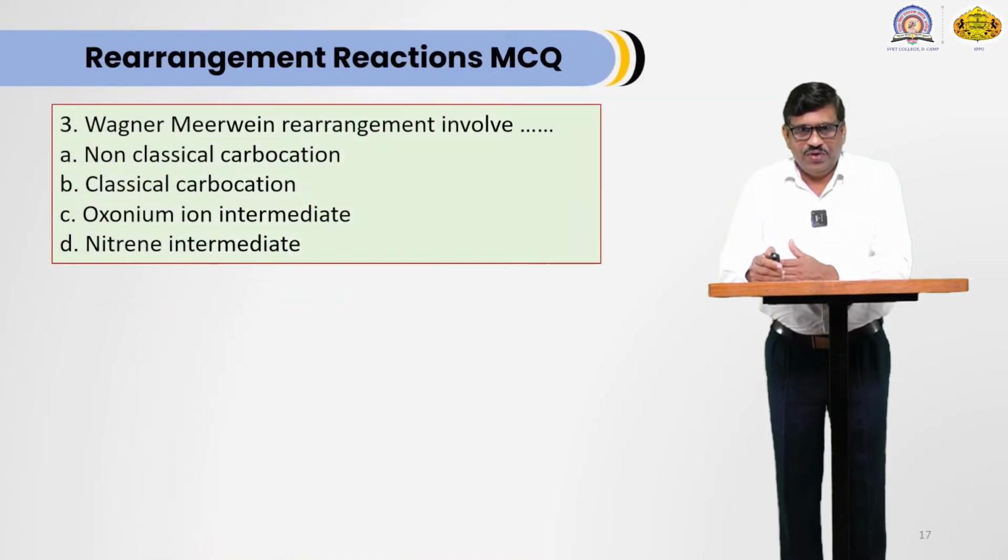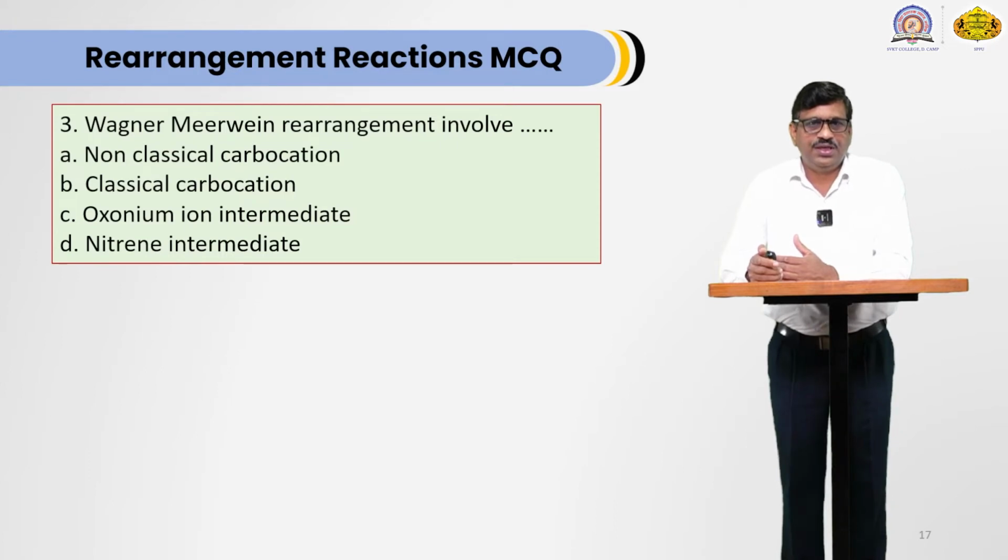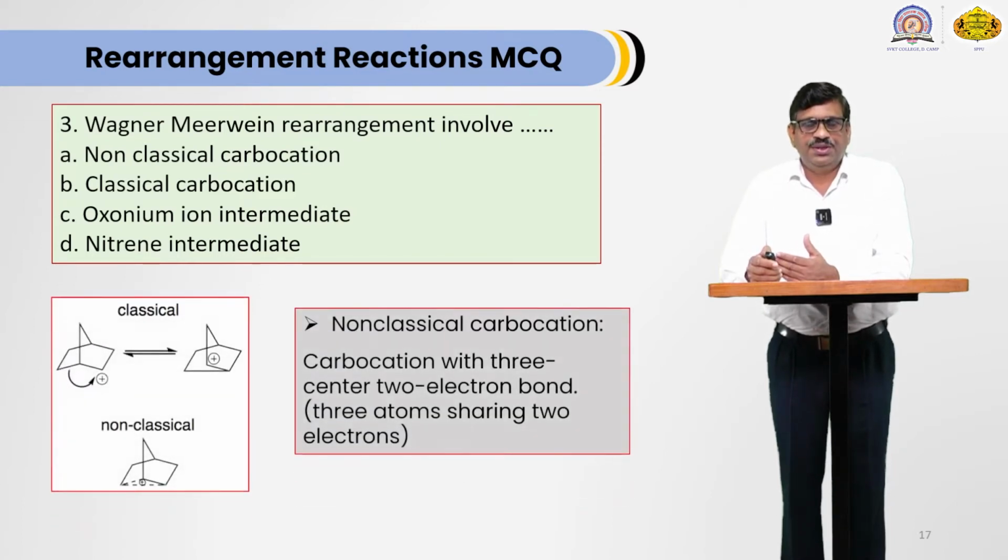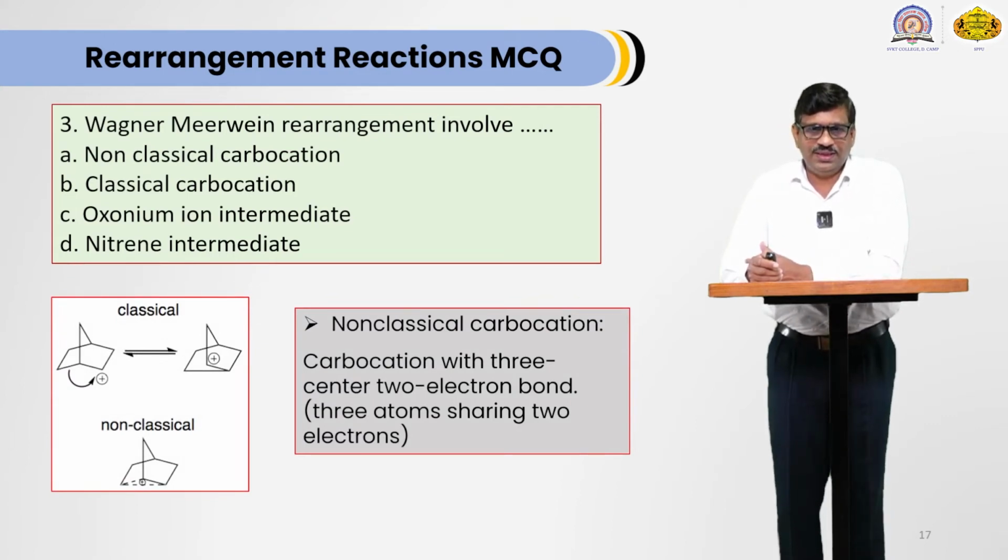Third question, Wagner-Meerwein rearrangement involves dash dash: non-classical carbocation, classical carbocation, oxonium ion intermediate, nitrene intermediate. During study of this Wagner-Meerwein rearrangement, we have seen that this rearrangement involves non-classical carbocation. In this figure, classical as well as non-classical carbocation are shown. Non-classical carbocation means the carbocation with a 3-center 2-electron bond.